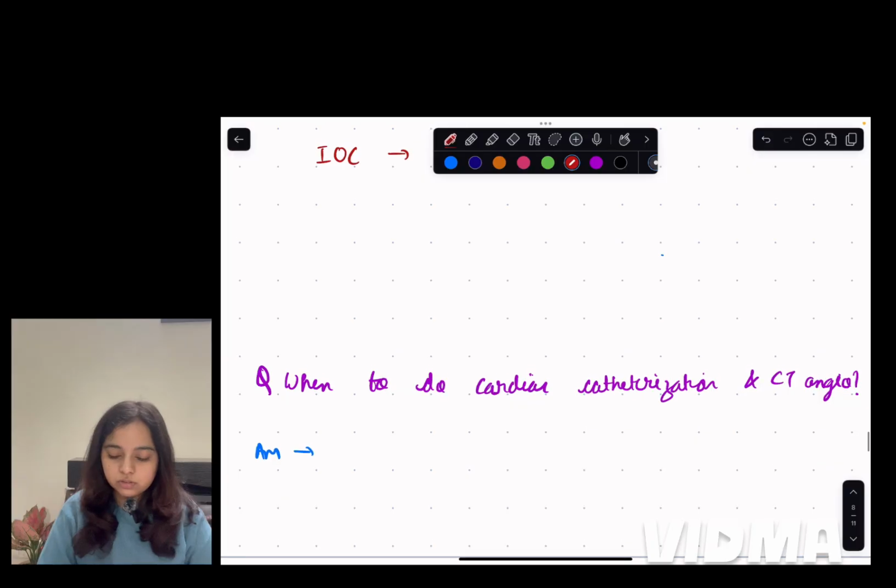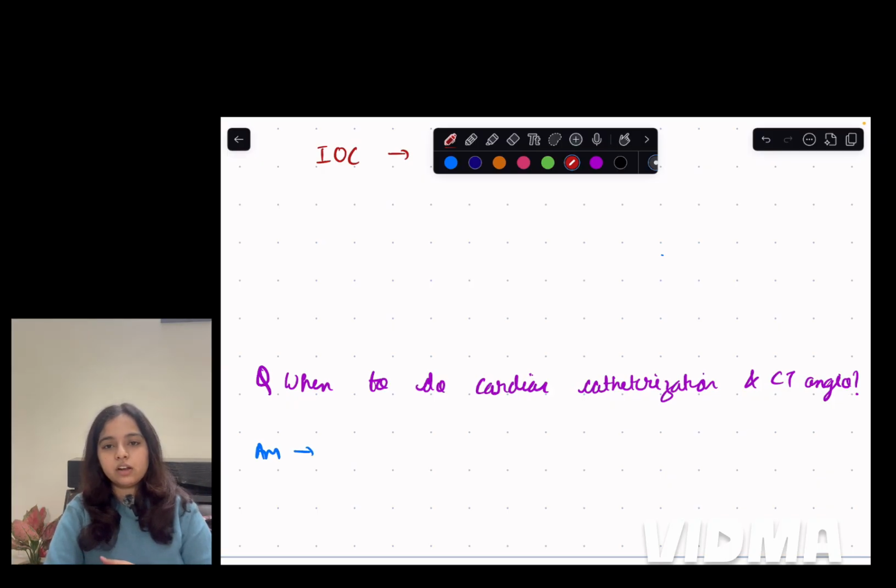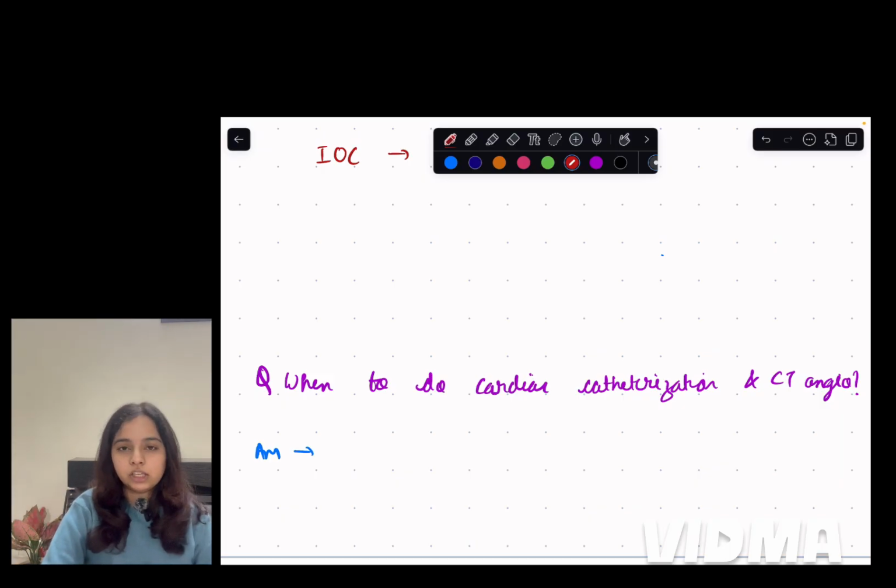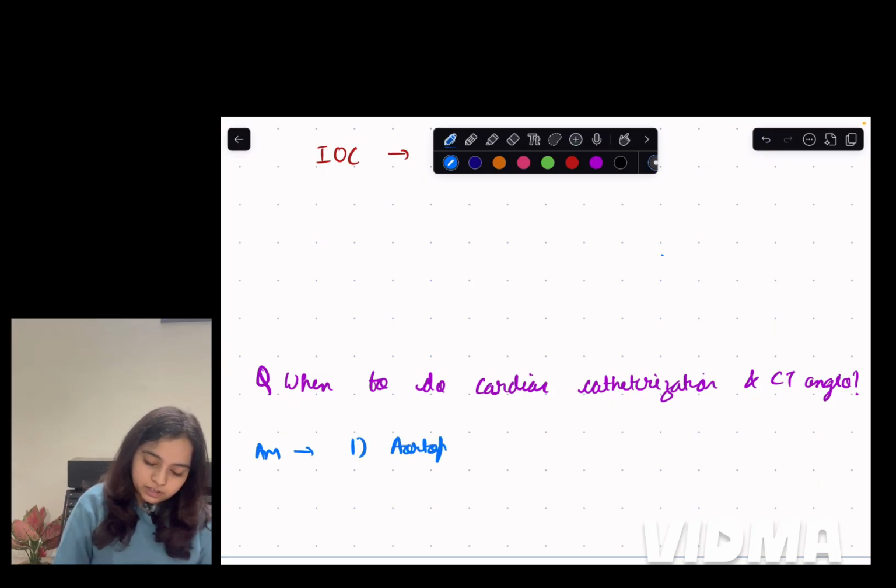Now, there are certain conditions where you have to do cardiac catheterization and CT angiography. What are those conditions? First is the presence of aortopulmonary collaterals. What happens is when there is a long-standing TOF patient, there are collaterals which get formed between the systemic and the pulmonary circulation as the body is getting very little oxygenated blood. These collaterals are known as aortopulmonary collaterals, also known as MAPCAs. Sometimes with echo, you are not able to identify these, and to identify those, you have to do cardiac cath.